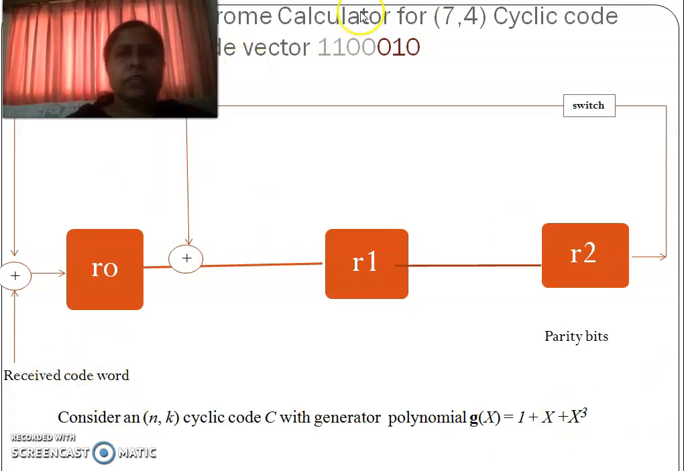So if we need to receive the code vector 11001010, we need to apply that at this point, that is to the first exclusive OR gate here, and every time the received code vector is shifted through R0, R1, R2 with the help of the switch connected in the feedback path. So let us see what happens after 2 raised to 3 cycles of clock.